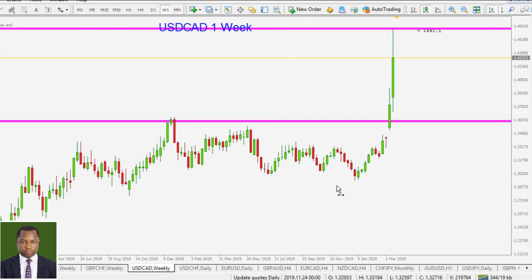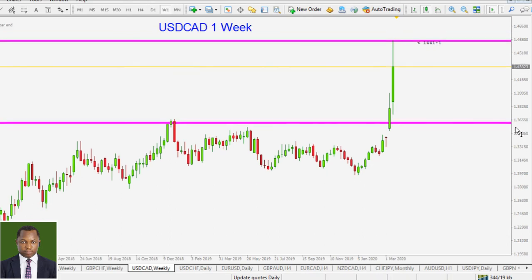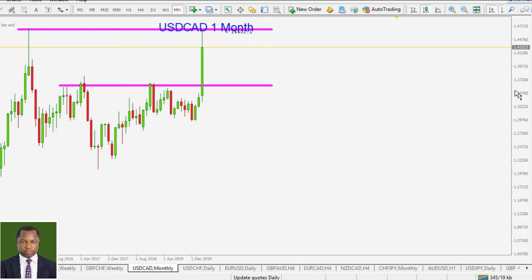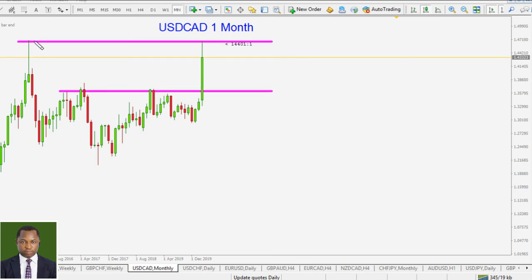The American dollar against the Canadian dollar is the next pair in this analysis. As you can see, price bounced off the monthly level of resistance. If you zoom into the monthly time frame, you will see that level of resistance that I'm talking about. That one right there, that's the highest level of resistance. It's been retested, and you can see that price got resisted off that level.